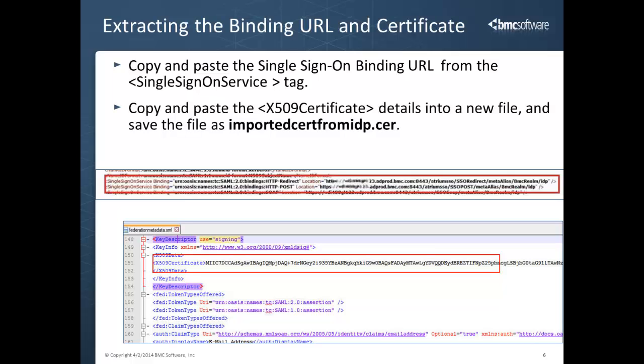Finally, copy the contents of the certificate tag as shown here and paste it into a new file. Save this file as imported cert from idp.cer. You will use this certificate when you configure remote IDP using the tenant console.